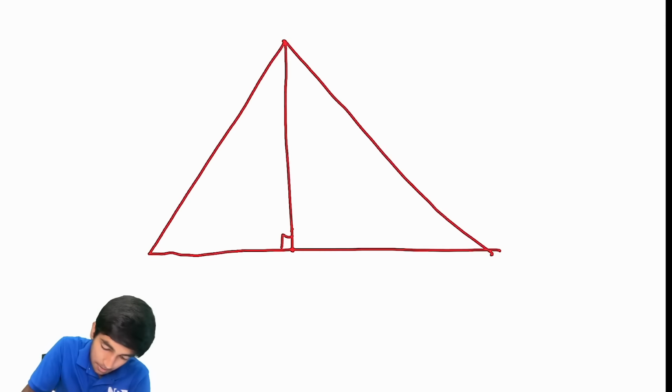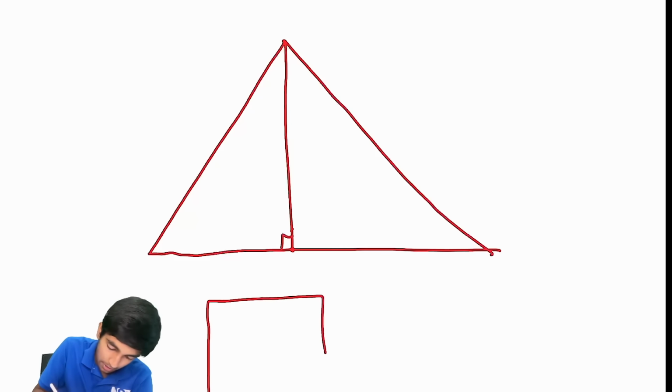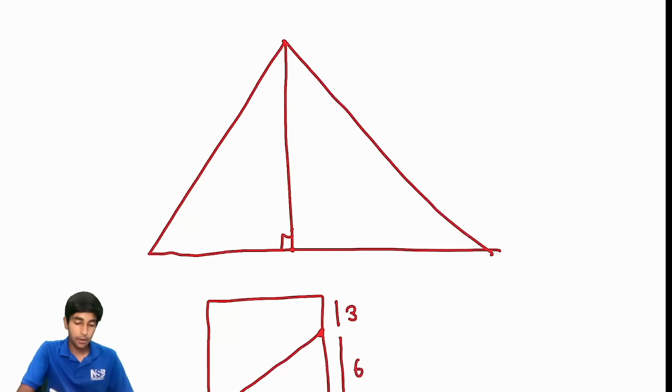Oftentimes, when you have a lot of right angles, maybe you've got a square and you're dealing with something like this line, which is maybe 2/3 of the way up or something. This is 6, this is 3. And you have another line and you're like, oh, how high is this or something.